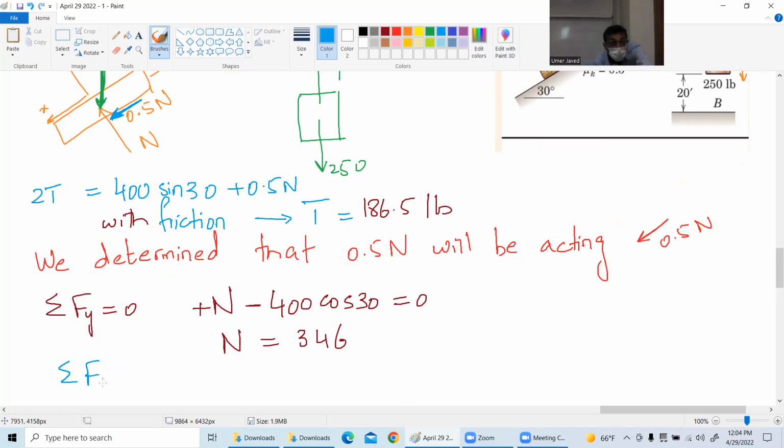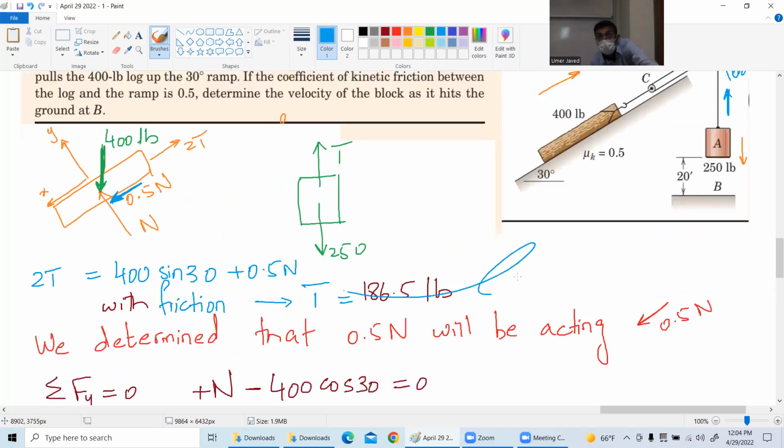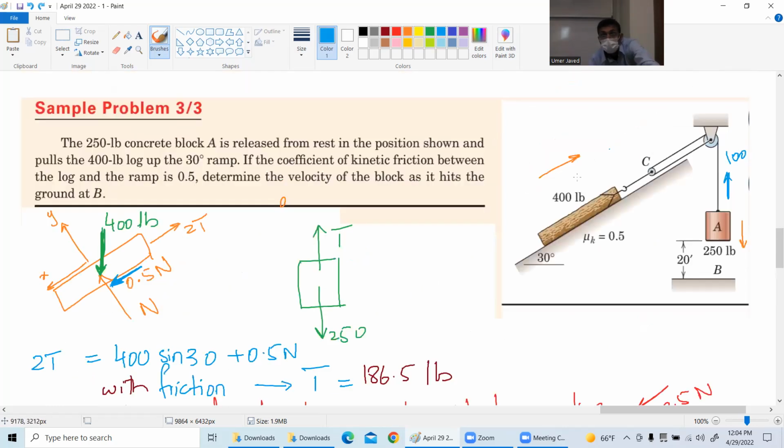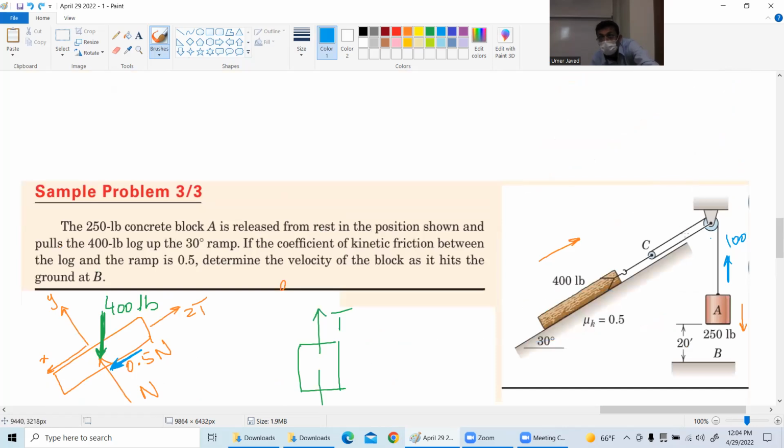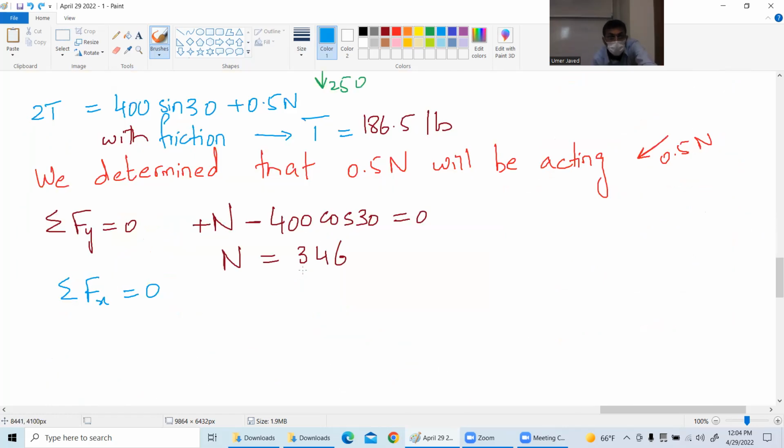So summation of forces in the x direction equal to 0. Now just imagine that your log is going up. That's why the friction is acting downward. But where is my reference? Fortunately or unfortunately, my reference is sitting between these two. So this is my reference. This is my x of A, and this is my x of B. And this is my x of A.